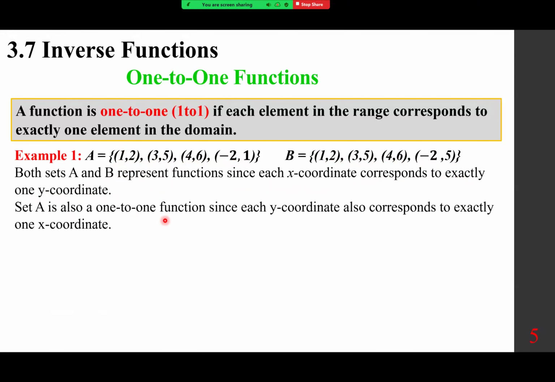Set A is also a one-to-one function since each y coordinate also corresponds to exactly one x coordinate. So if you look at the y coordinates of A, 2, 5, 6, 1, they're all different. That's the meaning of it.